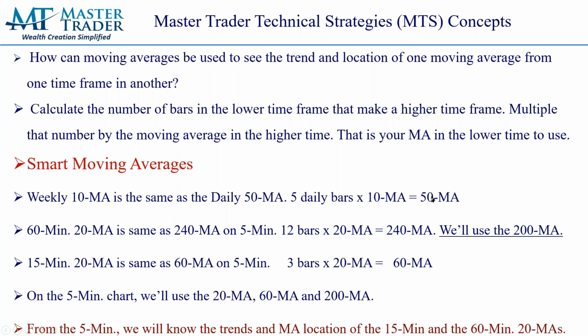There's the calculation. So if you put a 20 MA on your weekly time frame, it's the same as the 100 MA on the daily. So if you look at your weekly chart with a 20 MA, you know where the 100 MA is on the daily time frame.